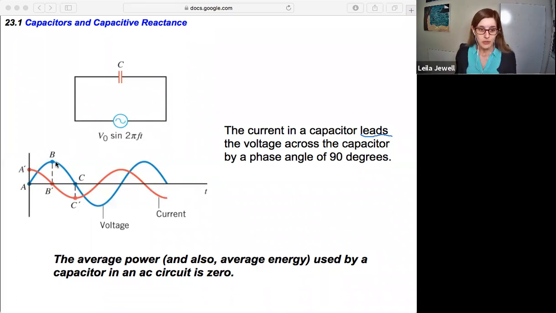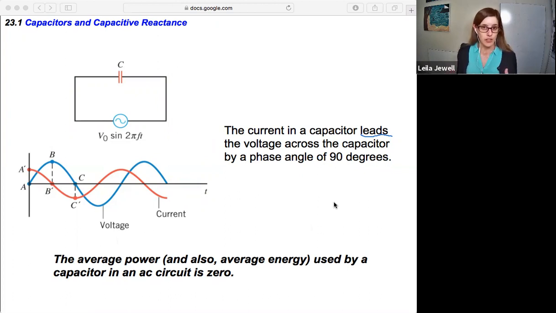But then, as the voltage in the source drops off, down here, going from B to C down to 0, the current starts to kick in going the opposite direction, thanks to the capacitor. So you see this shift, this offset, that the current is leading the voltage and they are just out of phase by 90 degrees. Another interesting and important conclusion is that the average power, and thus also the average energy, used by a capacitor in an AC circuit is 0.